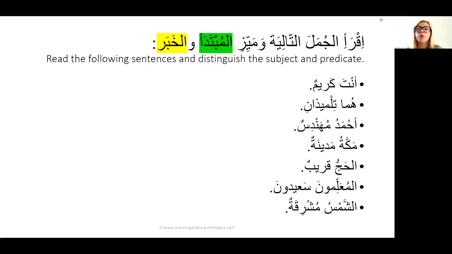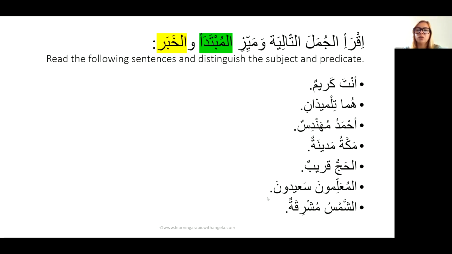اقرأ الجمل التالية وميز المبتدأ والخبر. So again, read the following sentences and distinguish which one is the subject, المبتدأ, and which one is the predicate, الخبر. أنت كريم, you're generous. هما تلميذان, both of them, they are students. أحمد مهندس. Ahmad is an engineer. مكة مدينة. Mecca is a city. الحج قريب.